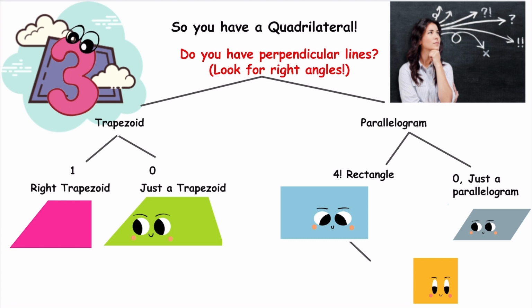Our square also has 4 right angles. But remember, a square, not only is it in the rectangle family because it has 4 right angles, but it's also a rhombus because it has all 4 equal sides.